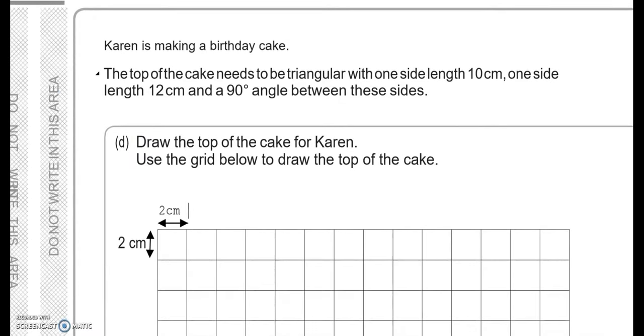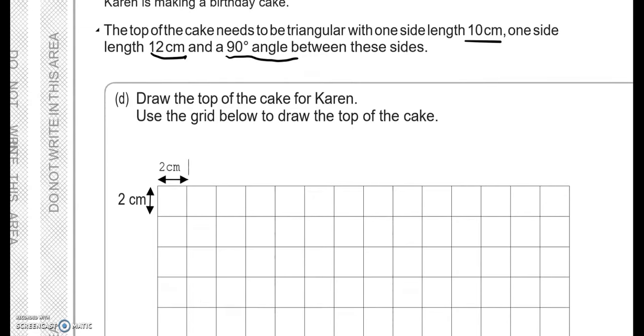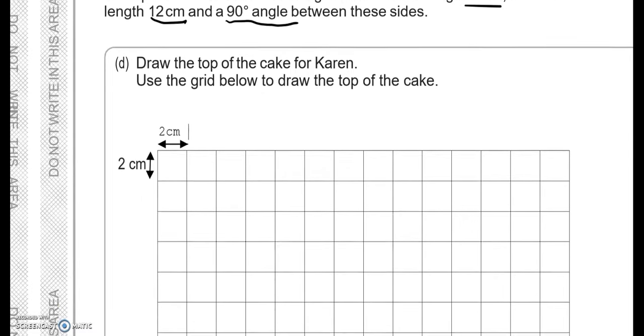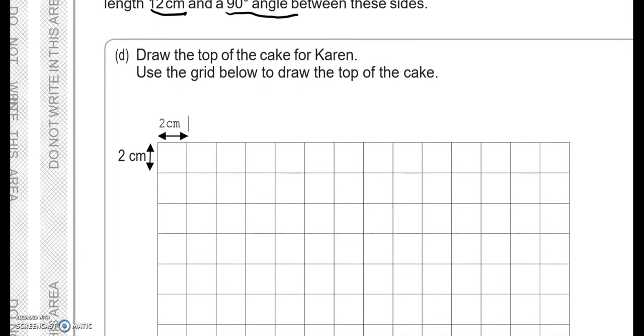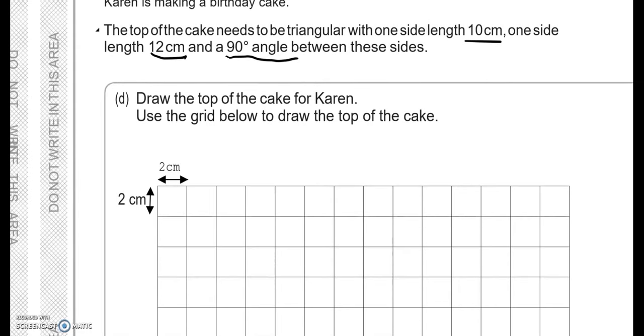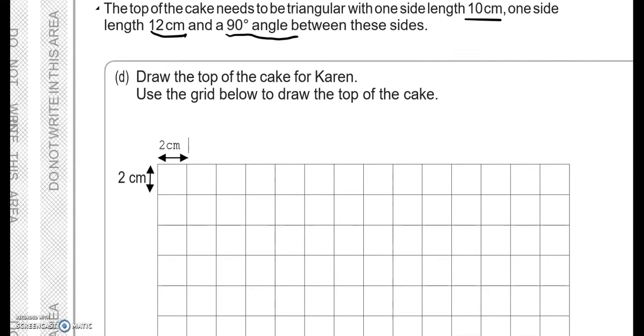Karen is making a birthday cake. The top of the cake needs to be triangular with one side length 10 centimeters, one side length 12 centimeters, and a 90-degree angle between these sides. Draw the top of the cake for Karen. Use the grid below to draw the top of the cake. And we can see that the dimensions of the square are 2 centimeters by 2 centimeters. So we're looking for 10 centimeters and 12 centimeters lengths.